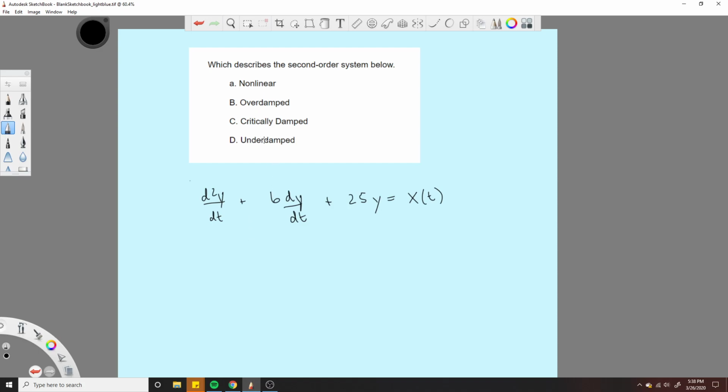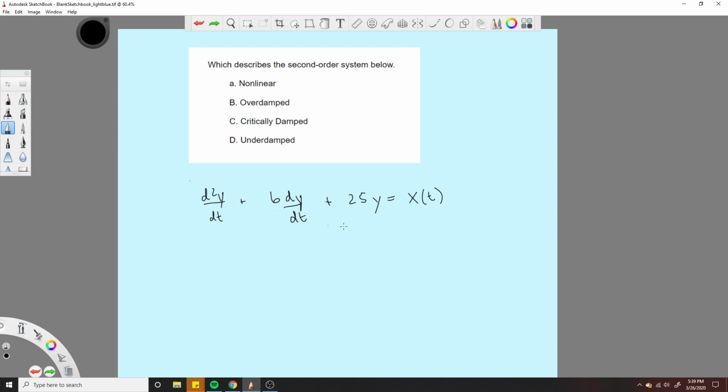So we're looking for a type of damping, a damping response. And we have a second order non-homogeneous differential equation, right? It's a little bit of a tricky one if you don't know what to do. But if you know that these forms can be found with just the complementary equation, then it's really simple.